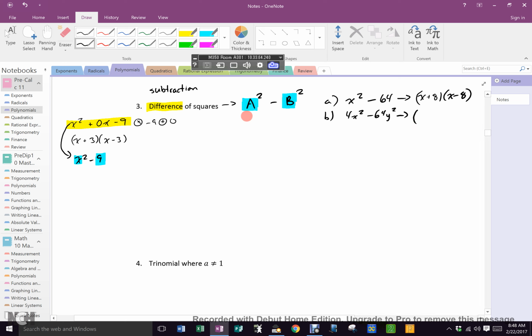I've trapped you all. Please notice that when you factor this out, you get the square root of the first one plus the square root of the second one. Then you get the square root of the first one minus the square root of the second one. So what is the square root of the first term here? 2x plus, what is the square root of the second term? 8y, and then you get the same thing. Is everybody okay with that? Lucas?